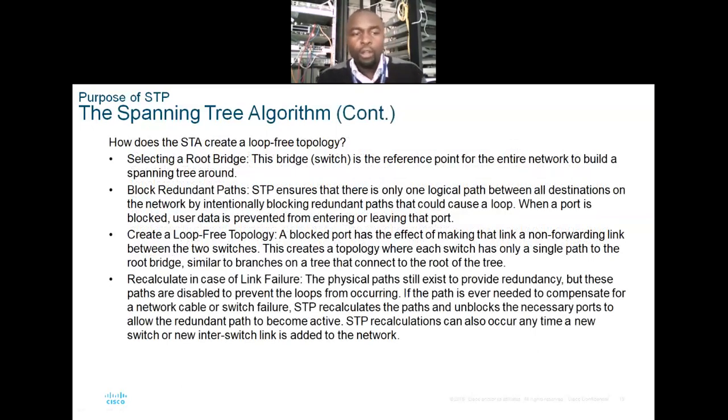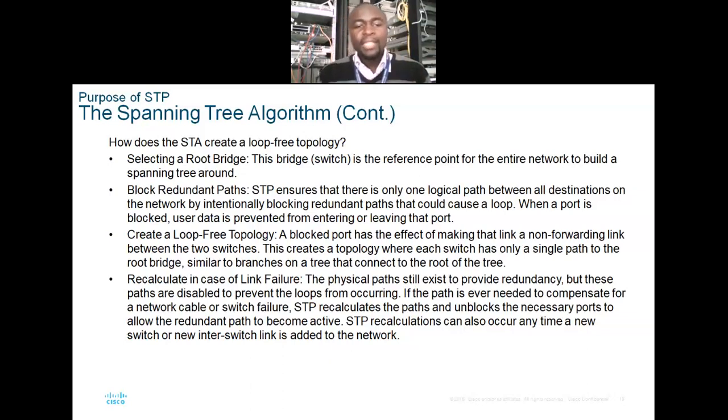So how does the switch now select the root bridge? How does it select and know, okay, this switch should be the root bridge? Selecting the root bridge: the bridge is the reference point for the entire network to build a spanning tree around, so it can block redundant paths.